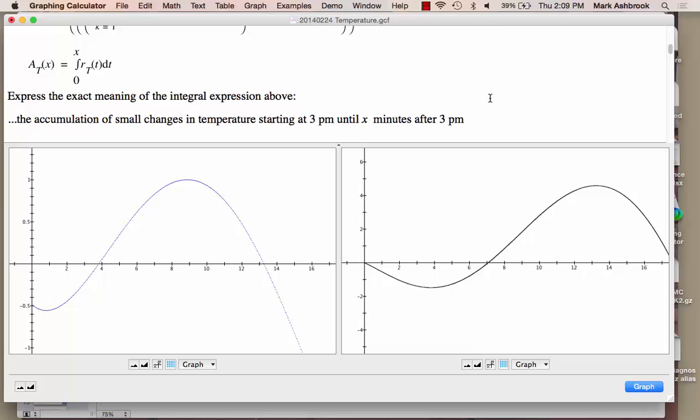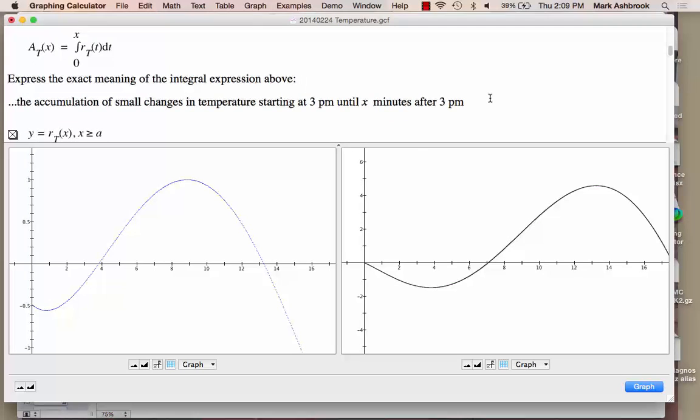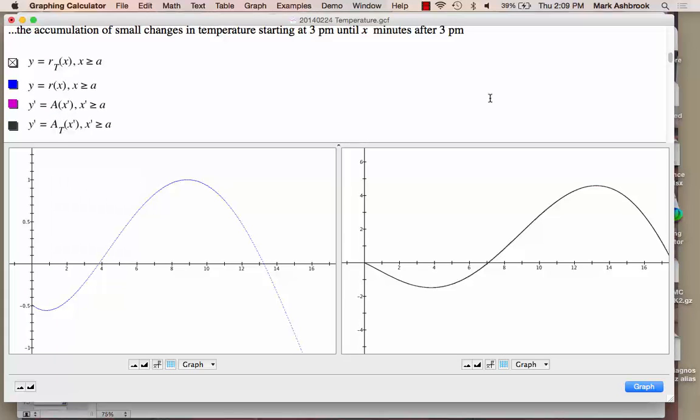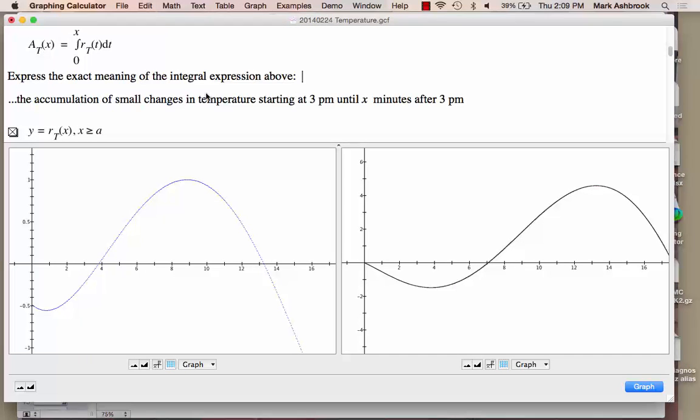Okay, so how is that different from the function T? Then you had to write the function T. So we've got this A sub t function, giving the accumulation of small changes in temperature. The capital T function was the temperature function. So how do we get the temperature function from the accumulation function?